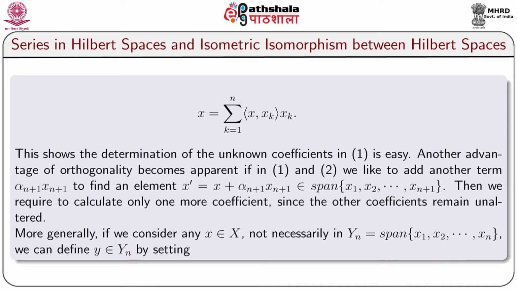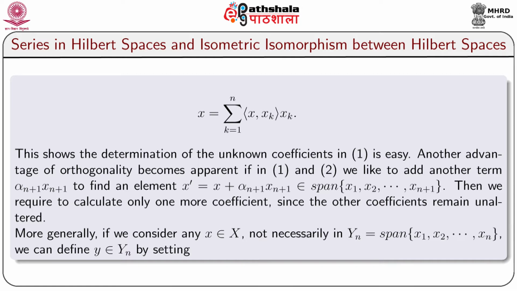Another advantage of orthogonality becomes apparent if in equations 1 and 2 we like to add another term alpha n plus 1 x n plus 1 to find an element x dash equal to x plus alpha n plus 1 times x n plus 1, which belongs to the span of x1, x2, ..., x n plus 1. Then we require to calculate only one more coefficient, since the other coefficients remain unaltered.